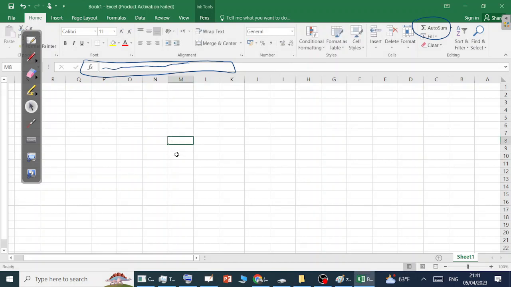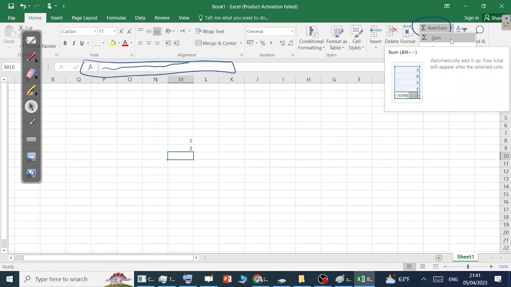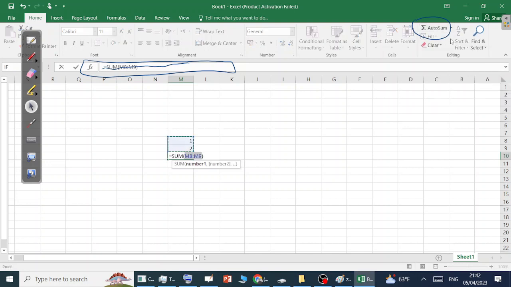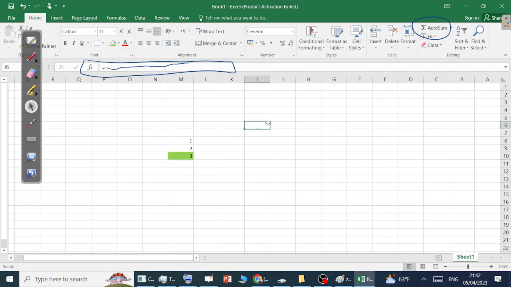If I type 1 here, and I type 2 here, and I want the cell beneath them to do a calculation, I click this, for example, to use the function sum to add these numbers together. Okay, and then I press enter. As you can see, the calculation takes place. 1 plus 2 is equal to 3.